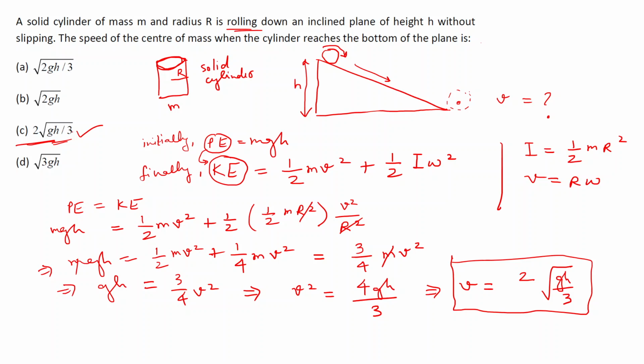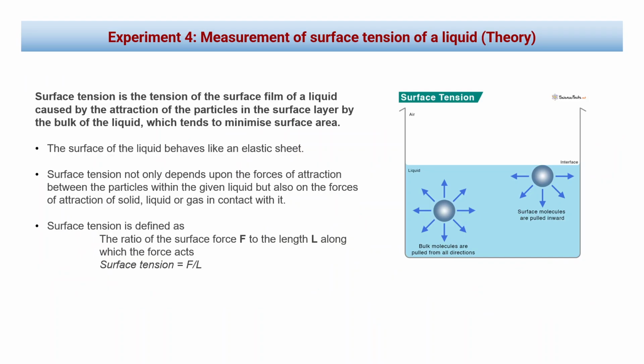Now let's see what is the next experiment that we need to understand. So this experiment, the 4th, is about measuring surface tension of a liquid. So first let's start by understanding the theory of surface tension.